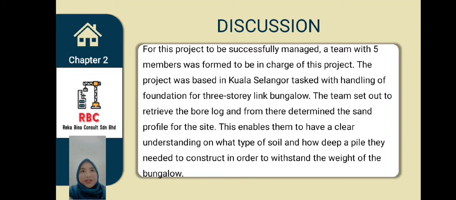For this project to be successfully managed, a team of 5 members was formed to be in charge of it. The project was based in Kuala Selangor, handling the foundation for a 3-story link bungalow. The team set out to retrieve the borehole log and from there determine the soil profile for the site. This enables them to have a clear understanding of the type of soil and how deep a pile they need to construct in order to withstand the weight of the bungalow.